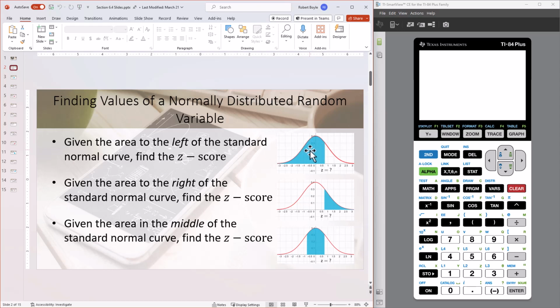For one case, we'll be given the area to the left of a standard normal curve. We'll be told what that area is, and we need to find out what the z-score is. In another problem, we might be given the area to the right of a particular z-score. Say that area might be 0.6, and we need to figure out what that z-score is. And then we might be given the area in the middle of the curve, and we want to find the minus z and the positive z that bound that particular area. Okay, so let's go ahead and get to it.